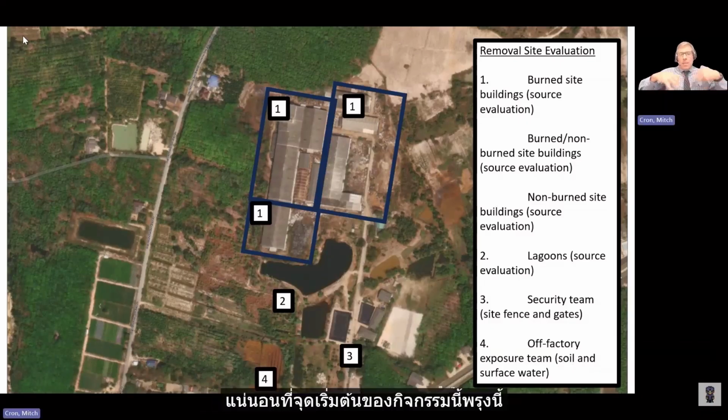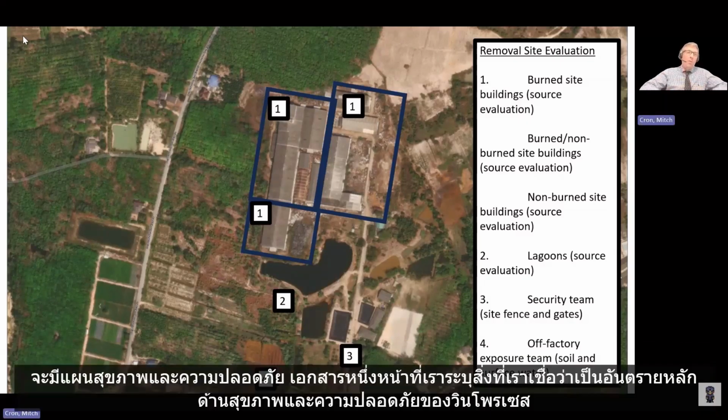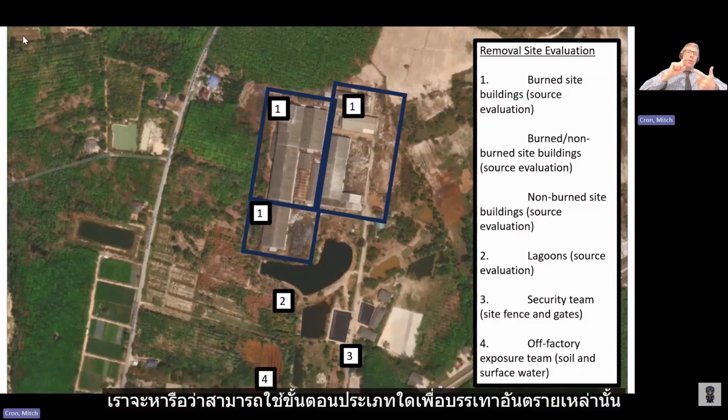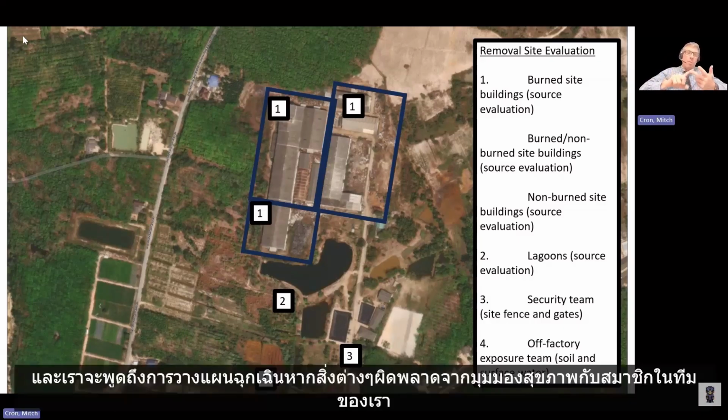Naturally, at the very beginning of this activity tomorrow, there'll be the health and safety plan, the one-pager, where we identified what we believe to be the main health and safety hazards at Wind Process, where we'll discuss what kind of steps can be taken to mitigate those hazards, and we'll talk about contingency planning if something were to go wrong from a health perspective with a member of our team.